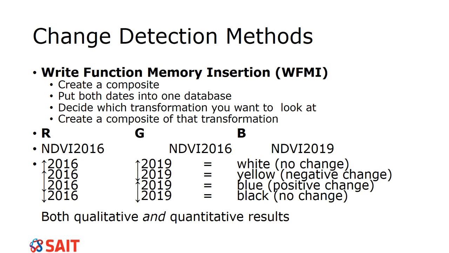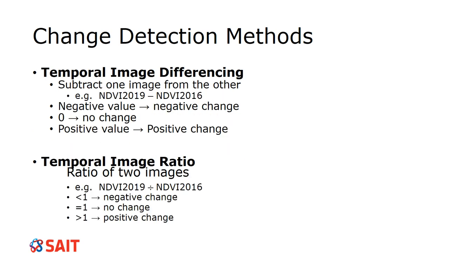The quantitative results are the actual pixels that I've picked, and I can say this is the value of the NDVI here, and this is the value of the NDVI here, and therefore I can look at those numbers themselves. Every time you do change detection, you need to give some examples of the pixels, especially in these numerical ones. So then there are two others.